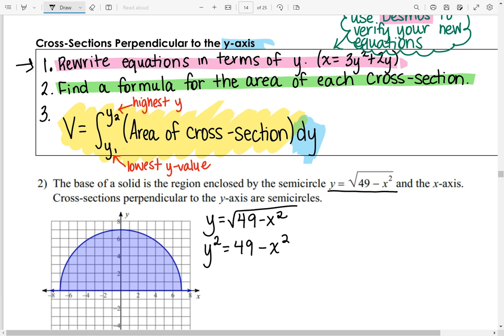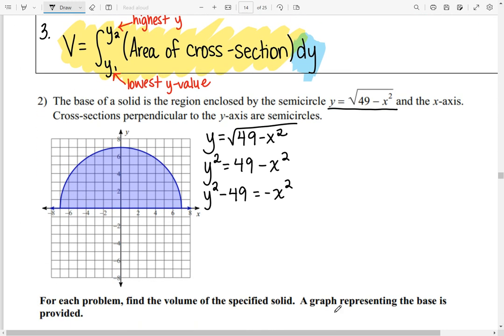Then let's see, what do I need to do next? Looks like I need to subtract the 49 on both sides. y squared minus 49 equals negative x squared. Got to get rid of that negative in front of the x squared, so I'm going to divide everything by negative 1. Negative y squared plus 49 equals x squared. And then to get the x by itself, I will need to take the square root of both sides. And when I do that, I need to remember that I'm going to have to include a plus or minus. So I have plus or minus the square root of negative y squared plus 49 equals x.